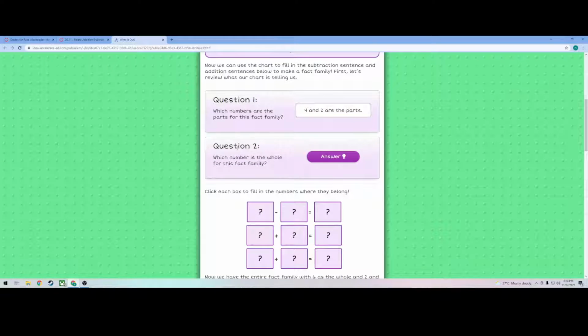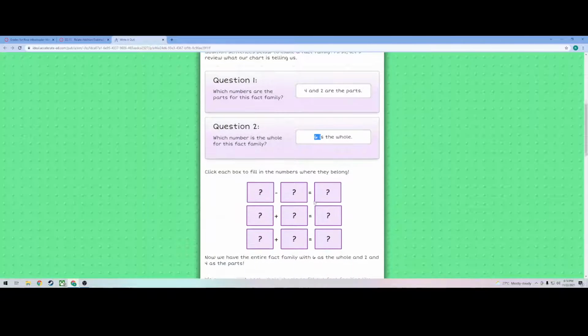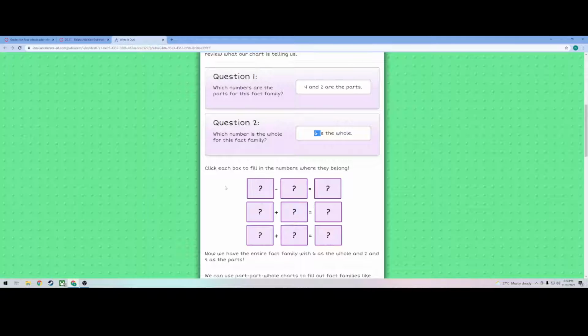Okay, so the second question. Which number is the whole for this fact family? So I have 2 parts, 4 and 2. If I need to know what's the whole, what shall I do? I have to add them up. 4 plus 2 equals 6. 6 is the whole. Okay, let's practice a bit.